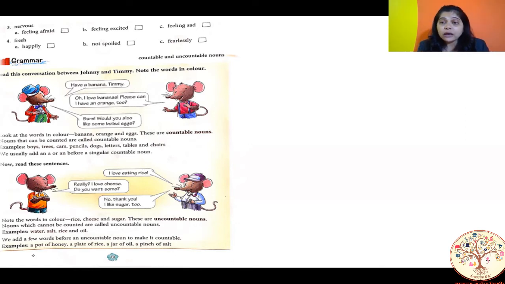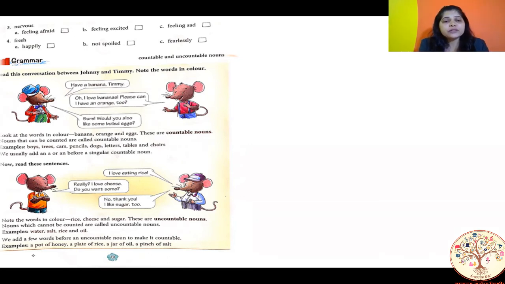हम जिन्हें गिन सकते हैं वो कहलाते हैं काउंटेबल. Those things that we can't count, उसे हम क्या बोलेंगे? Uncountable nouns. Suppose these are my hairs, okay? Hairs are what? Uncountable. You can't count them. Stars? You can't count them, okay? Now what are these? These are my fingers. Fingers you can count? Yes. So these are called countable nouns, okay?